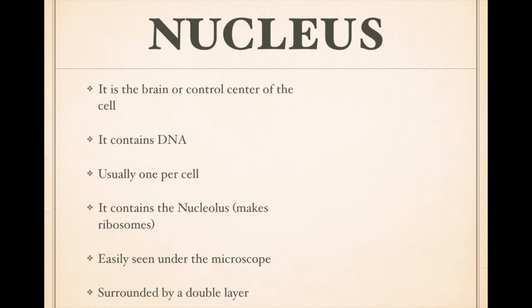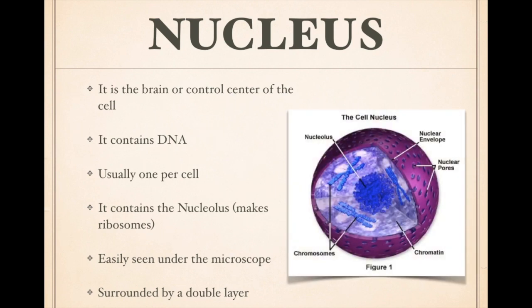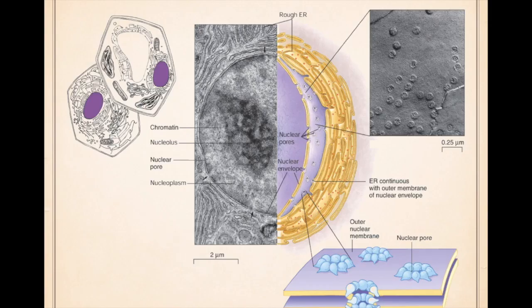Now let's move on to the nucleus. The nucleus is the brain of the cell. The nucleus contains DNA. There's usually only one nucleus per cell. In some protists, there are two nuclei. Some fungi may have more than one nucleus, but generally we only have one nucleus per cell. The nucleus contains a nucleus within it called the micronucleus, or the nucleolus. The nucleus can easily be seen under the microscope and usually contains a double layer.